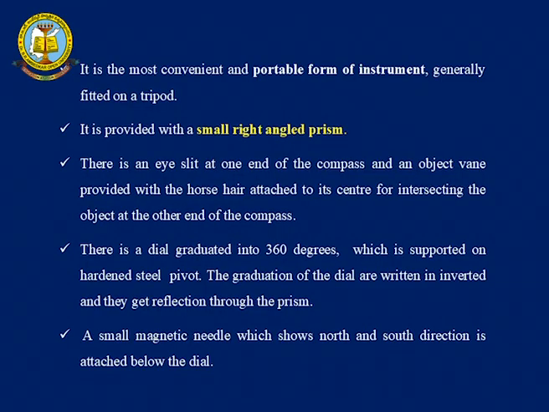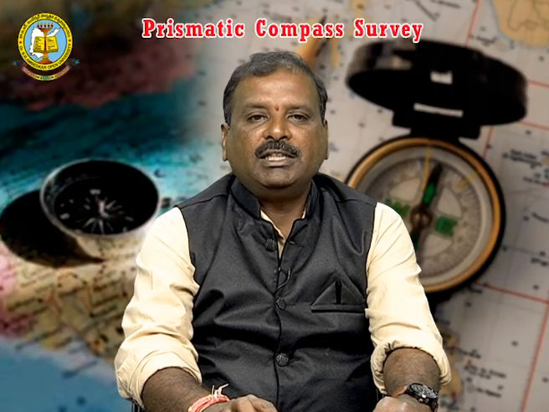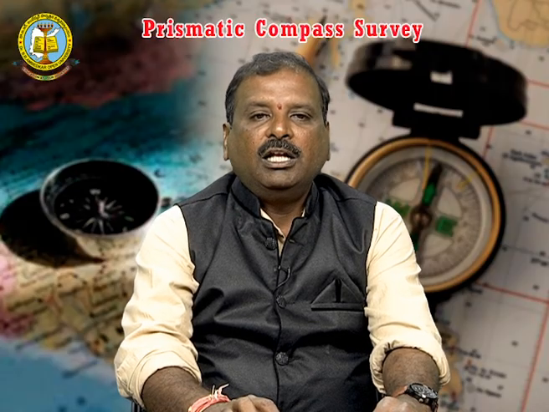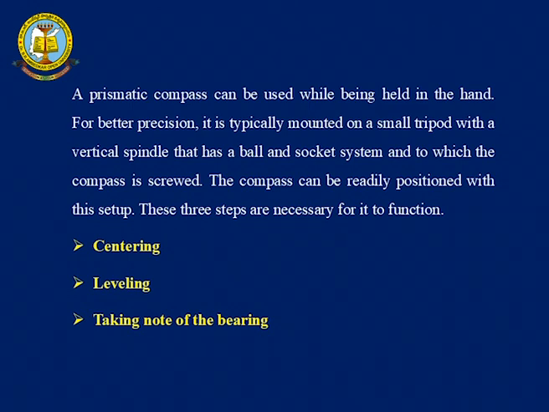So, when we observe from this prism, it will be seen in a direct form. A small magnetic needle which shows the north and south direction is attached below the dial, as we already discussed. And now the prismatic compass can be used while being held in the hand.